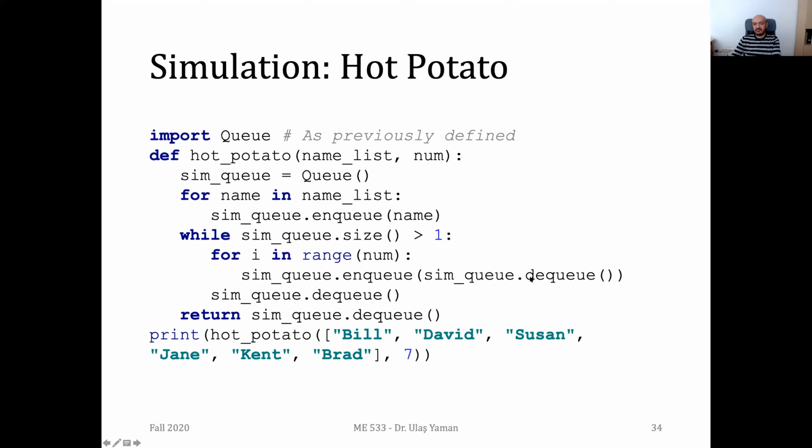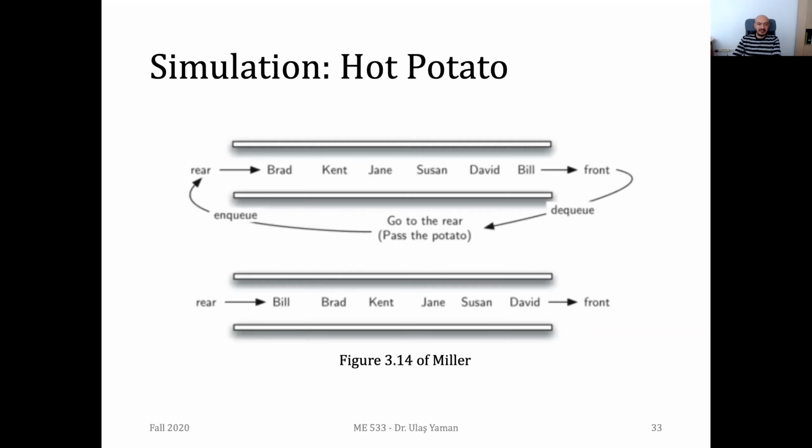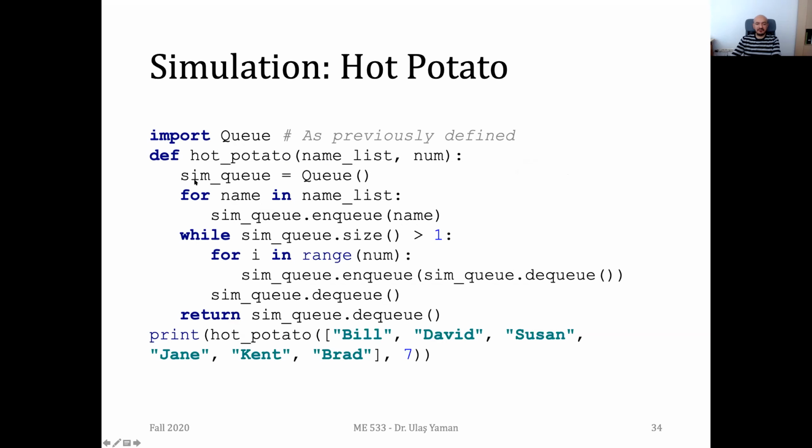We first dequeue the name in our data structure, which is the oldest item in our queue, and then add it into the data structure once again. So we are removing and then adding this name to the end of our linear representation here. Bill is removed and he is added to the rear side of our data structure.